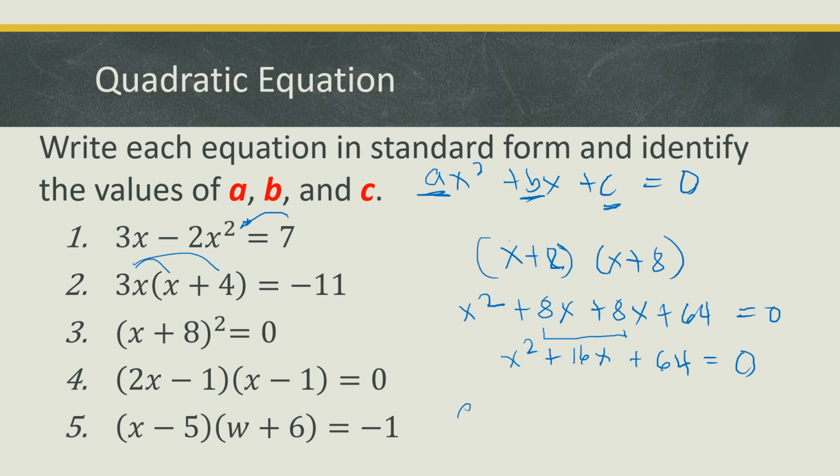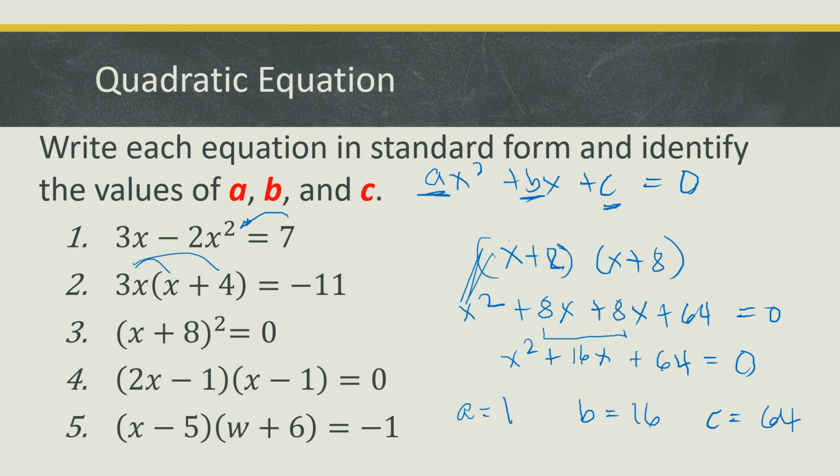With this, we can now have the values of A, B, and C. The A value, if we do not have a numerical coefficient on the given variable, it is always 1. So the value of A is 1. Letter B, we have 16. Letter C, we have positive 64. Those are the values of A, B, and C.